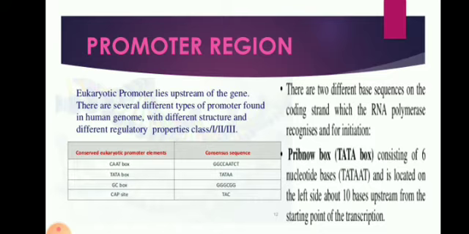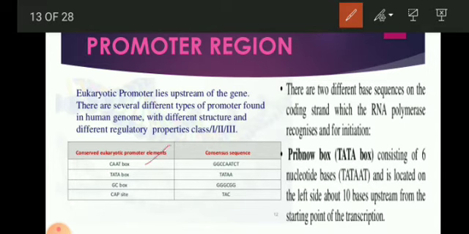So in the eukaryotic promoter region, the promoter lies upstream of the gene, like where the gene is present, upside of that one. And there are several different types of promoters found in the human genome. So if we talk about the promoter names, then we have their sequences. You can see here there is the CAAT box, TATA box, GC box, and cap site also. Actually, these are the sequences in which you can see CAAT, TATAA, GC, and the cap site of that promoter region.